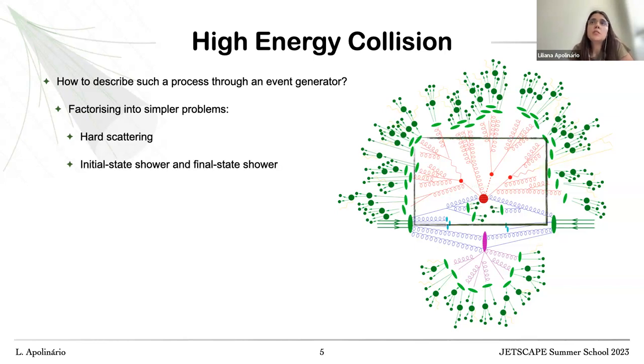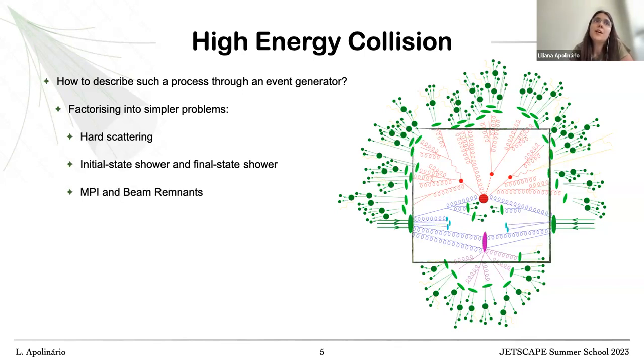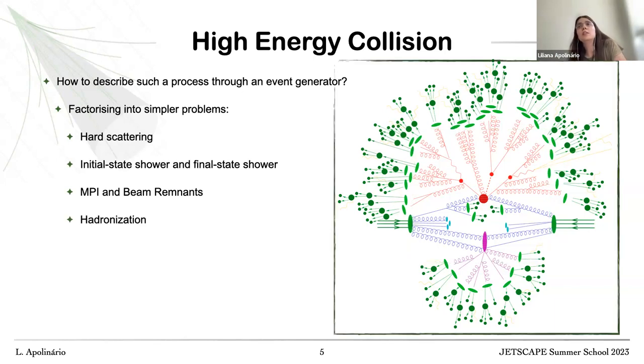Of course, these partons will eventually shower. This includes the initial state shower and final state shower, so the radiation before and after the hard scattering. Then we have multiple parton interactions, beam remnants, and finally the hadronization. So the general structure of a proton-proton Monte Carlo event generator is all these processes.